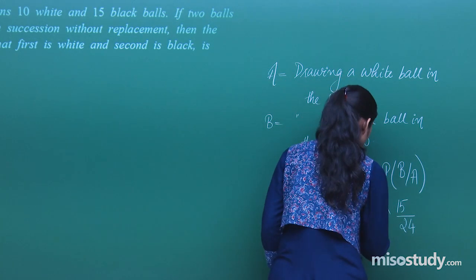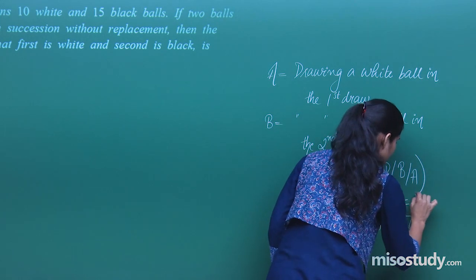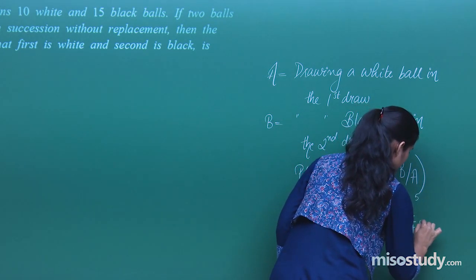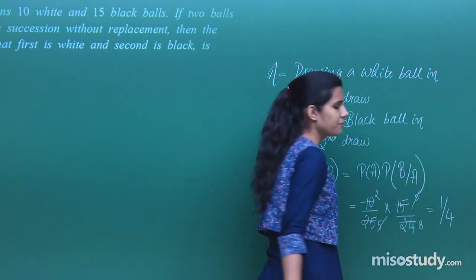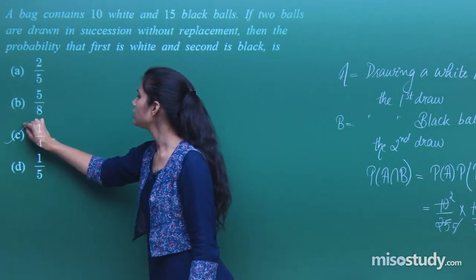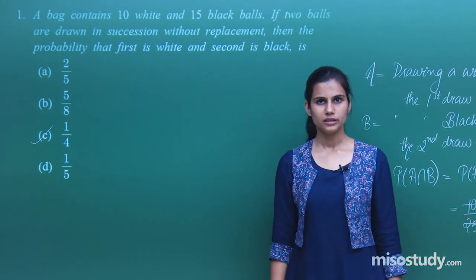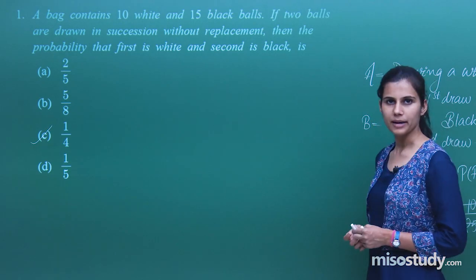When you find this number out, this becomes 1 by 4. So probability of A intersection B is actually 1 by 4. Clear? That is the probability that the first ball is white and second is black.